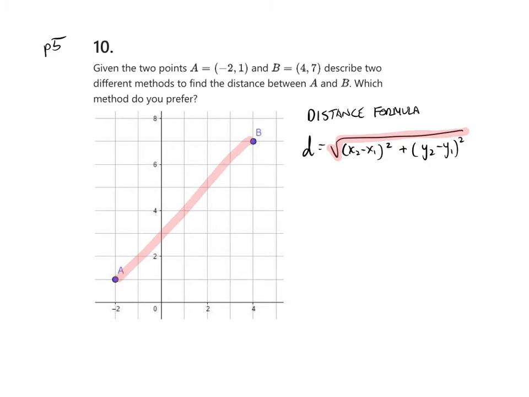The other way, and the way that I actually like, is that I don't like memorizing formulas. I don't like using them. I make too many mistakes. I like drawing a right triangle and using the Pythagorean theorem. So we can figure out how long A is, we can figure out how long B is, and so we can find C. So to me, that's the preferred method, but everyone can do whatever they want, and sometimes it is convenient to use the distance formula.